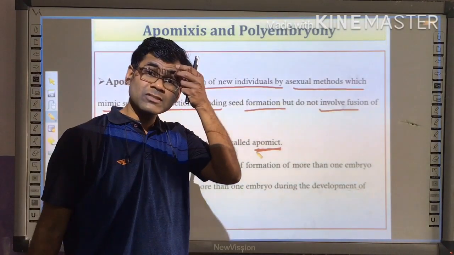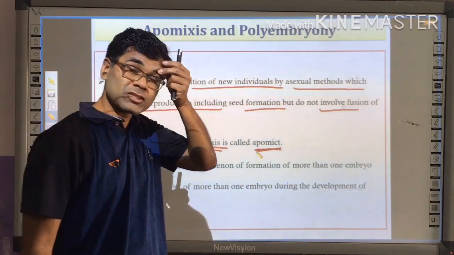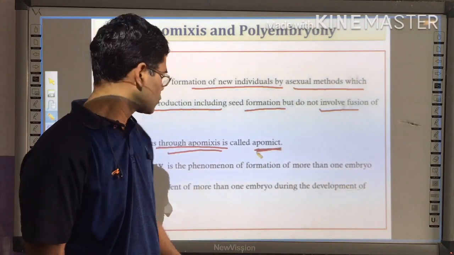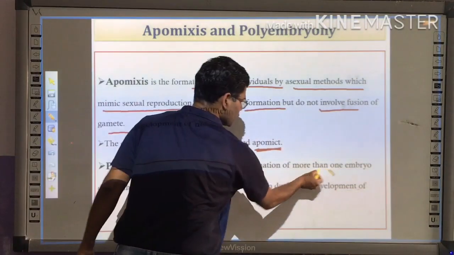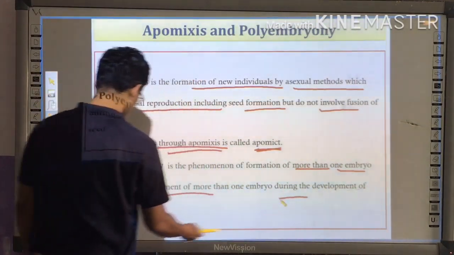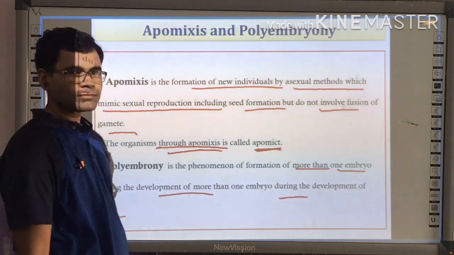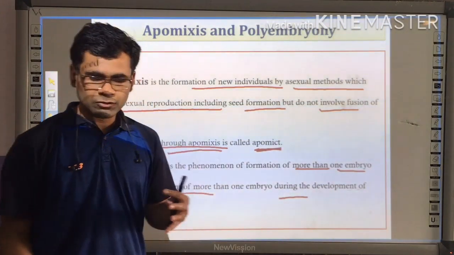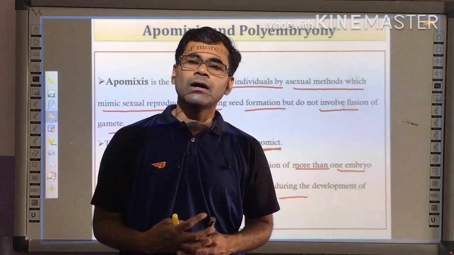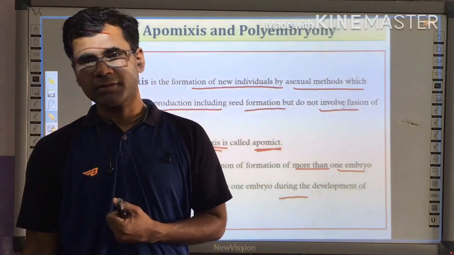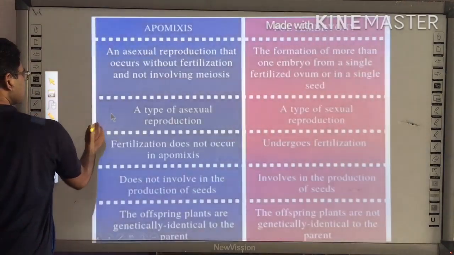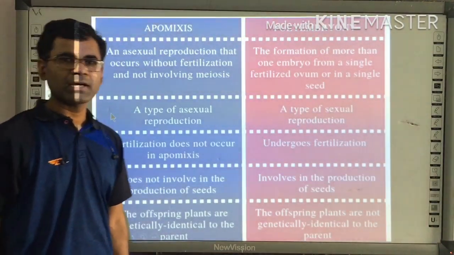The last term is called polyembryony. Polyembryony you have seen in oranges, or various citrus fruits, that is the development of many embryos. Poly means many. So it is the formation of more than one embryo during the development of seed. More than one embryo is formed, and all of these are termed polyembryo.